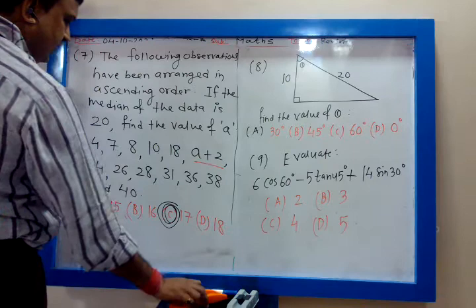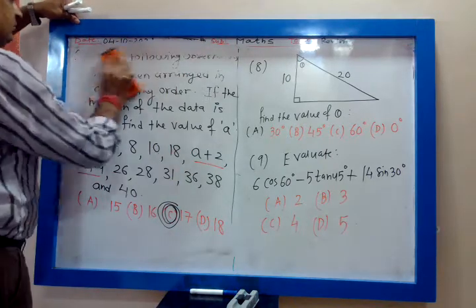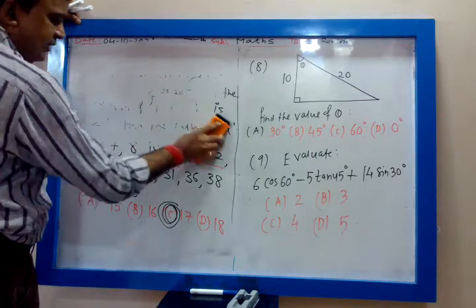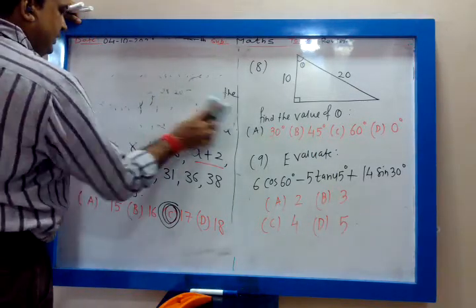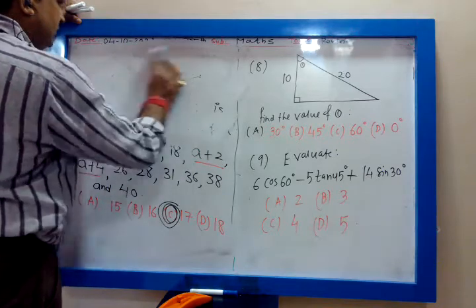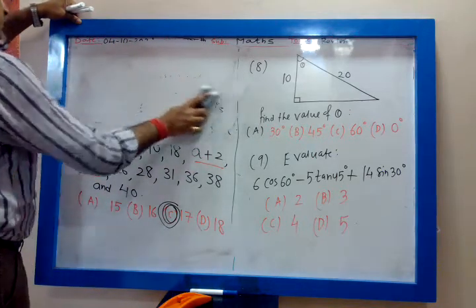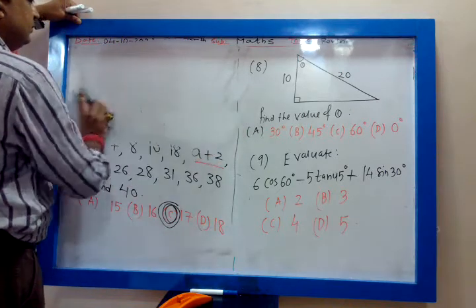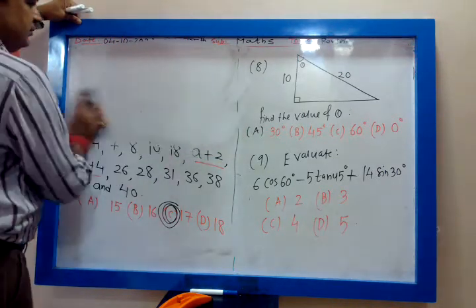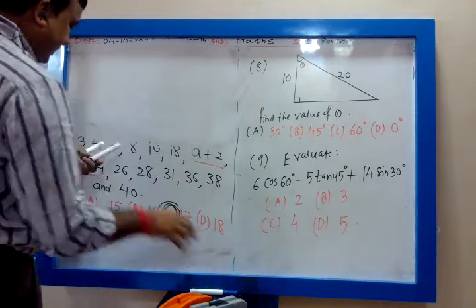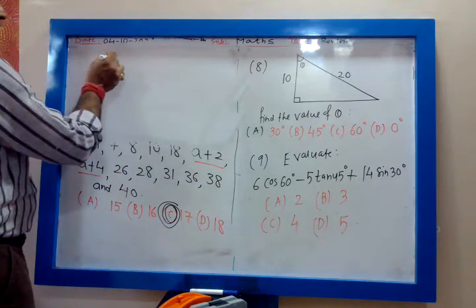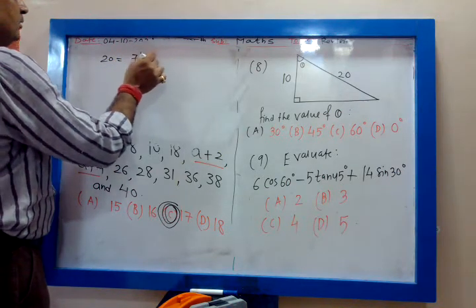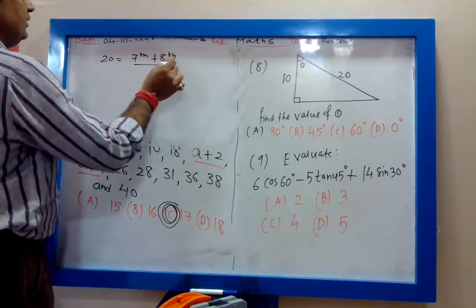Because the n value is given, n is 14. Median is equal to the (n by 2)th term plus the (n by 2 plus 1)th term, whole divided by 2. The median is given as 20, so 20 is equal to, with n as 14, the 7th term plus the 8th term divided by 2.